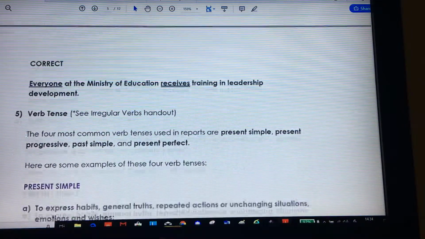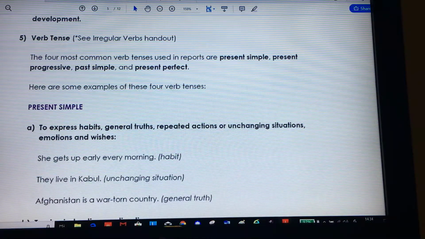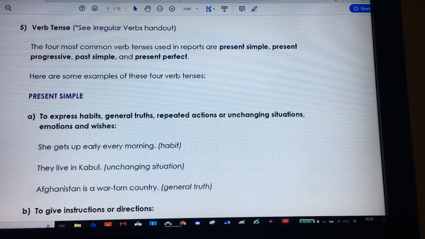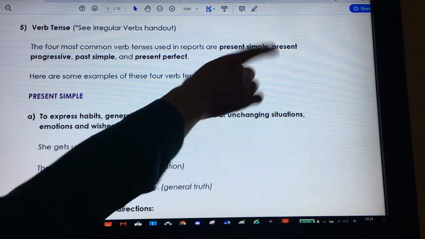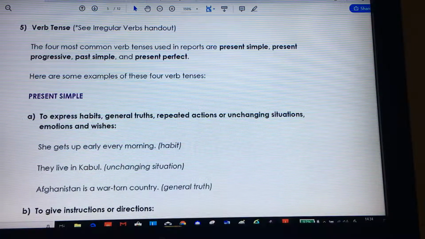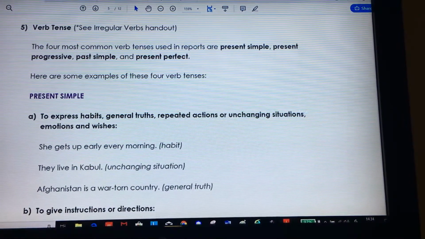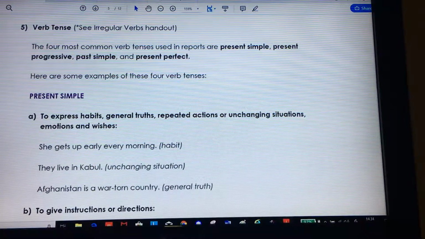The next grammar point is verb tense. So you'll want to refer to your irregular verbs handout. What I see in reports like the ones that you're writing is that you're going to be using mostly four common verb tenses. And these are present simple, present progressive, past simple, and present perfect. So I'll briefly go over what those verb tenses are. These should be a review from when you were taking English language classes before, and we'll take a look at when you use them.